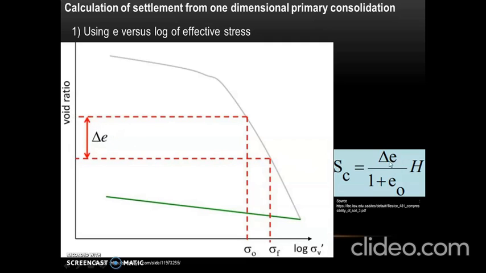By knowing change in voids ratio delta e and initial voids ratio e0 and the thickness of the soil sample H, we will be able to calculate consolidation settlement Sc. So Sc is equal to delta e whole divided by 1 plus e0 into H.